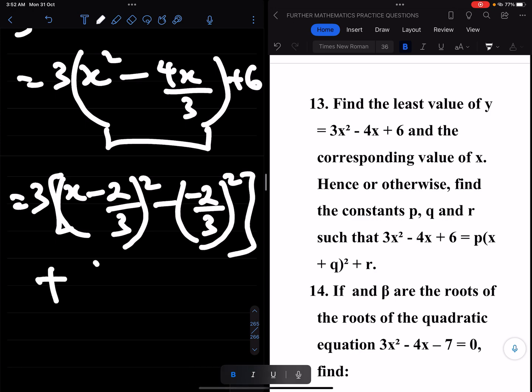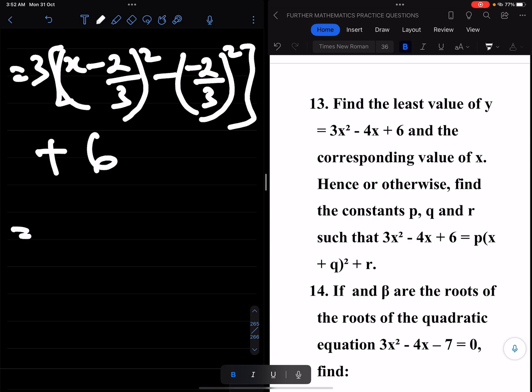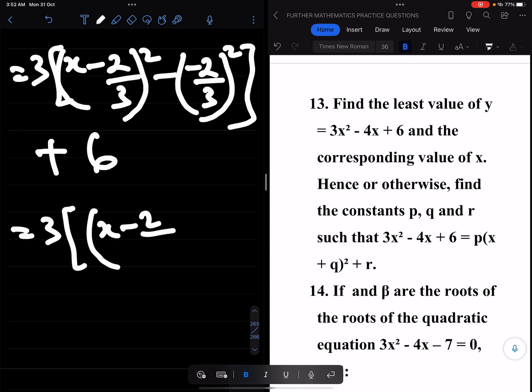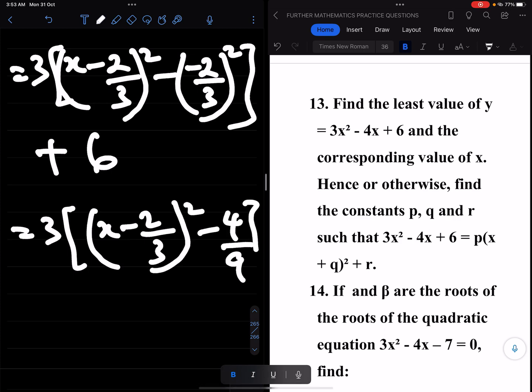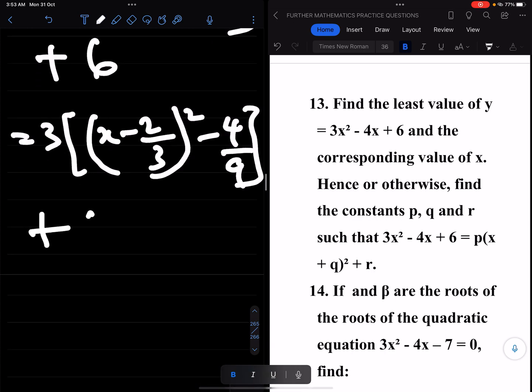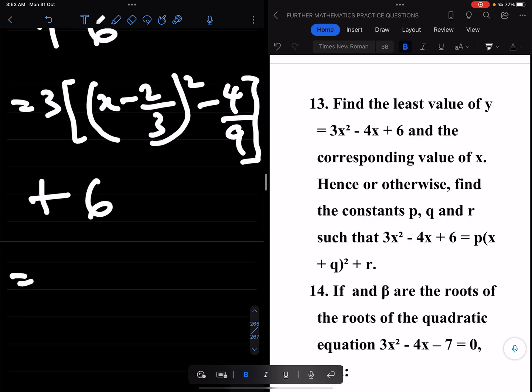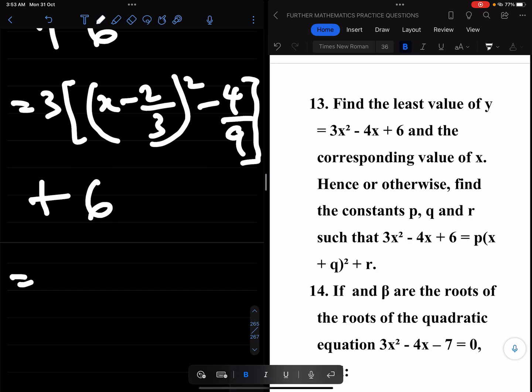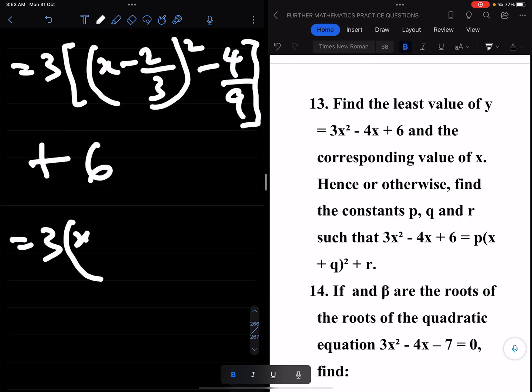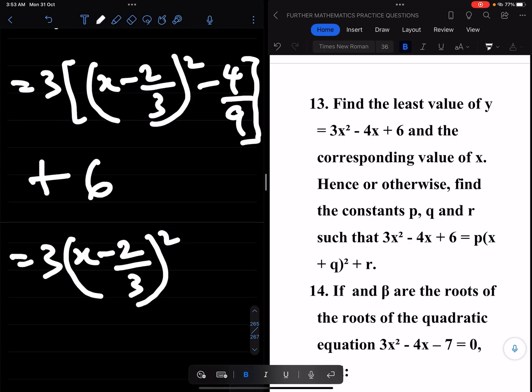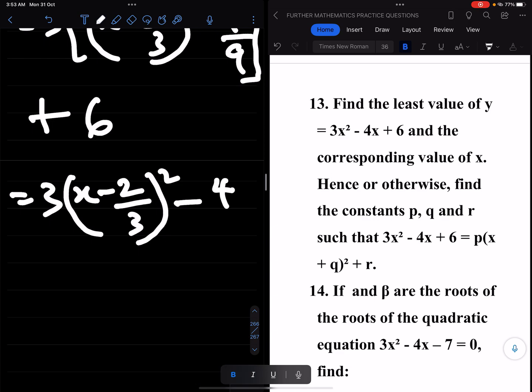Plus, I close the bracket and then add 6. That simply means 3 into bracket x minus 2 over 3 all squared minus 4 over 9, plus 6. And now I can open the bracket here to have 3 times, that's 3 into bracket x minus 2 over 3 all squared. Now 3 times minus 4 over 9 is going to be minus 4 over 3.